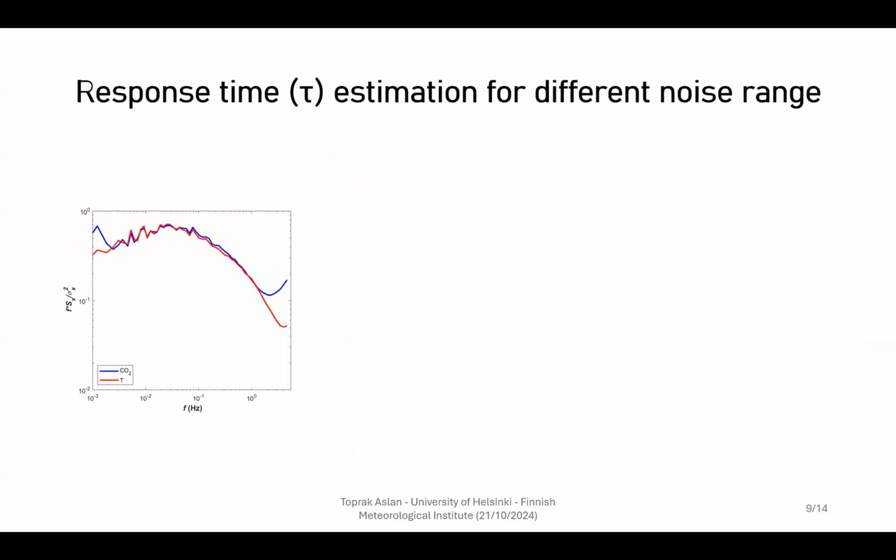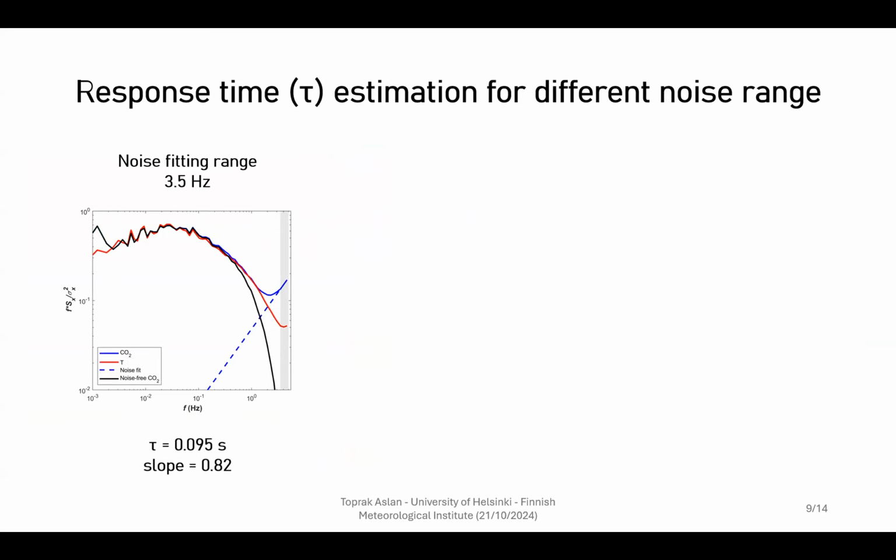Okay, in the first case, I define the threshold with visual inspection, 3.5 Hertz. But this is still subjective, of course. This results in almost 0.1 second response time, and the slope is 0.82, which is smaller than 1. So we can already assume that this response time is overestimated.